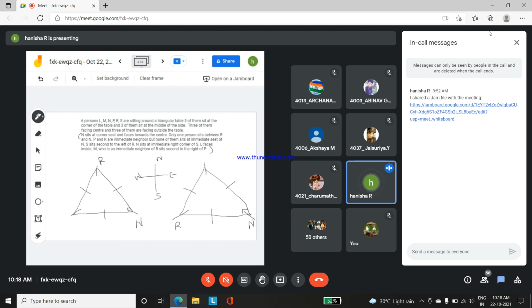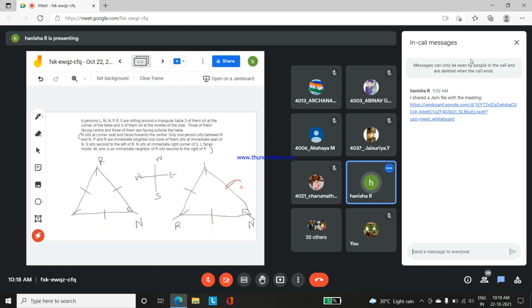P and R are immediate neighbors, but none of them sits at the immediate seat of N. What is the meaning here? P and R are immediate neighbors, which means P and R are sitting together, beside each other, but none of them is going to sit at the immediate side of N. The immediate sides of N are this and this. Similarly for this, the immediate sides would be this and this. They say P and R are neighbors, but they will not sit at these positions.